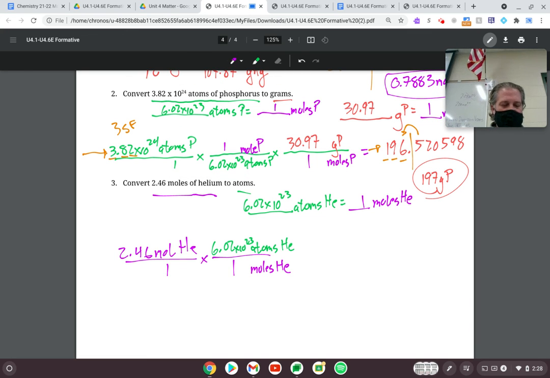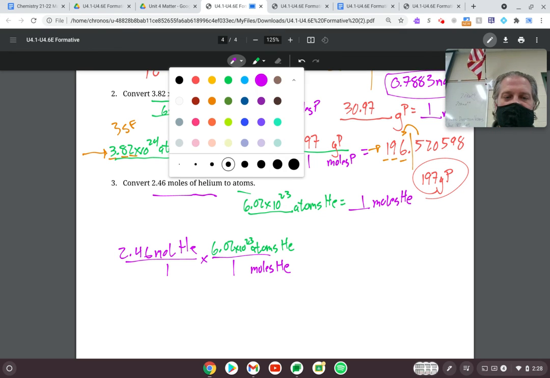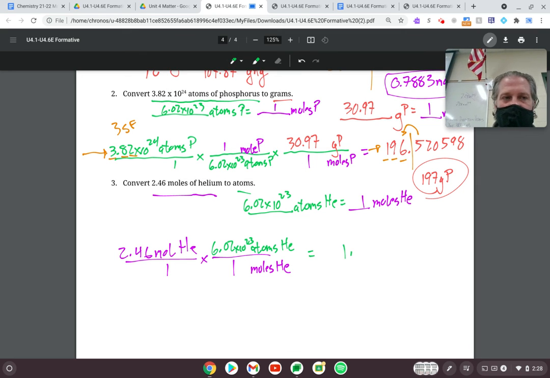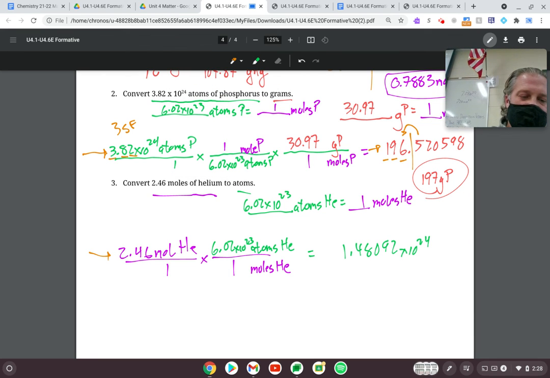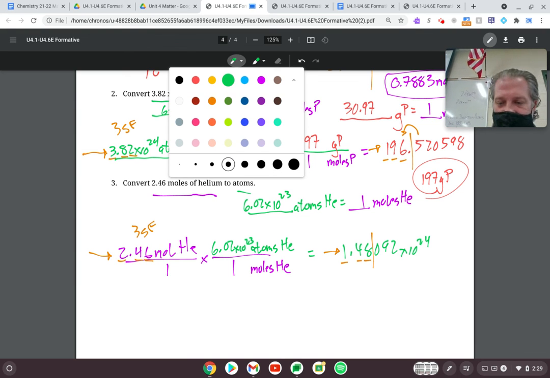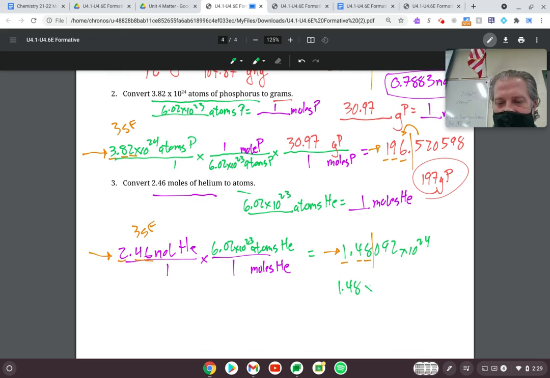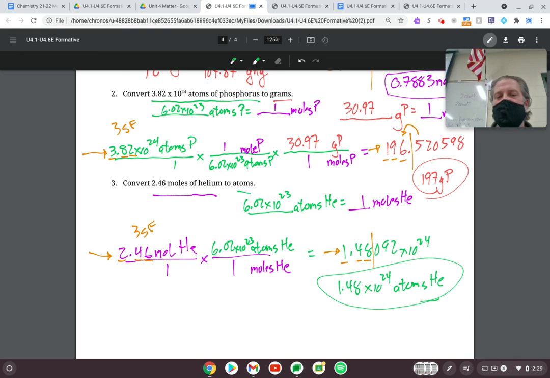So 2.46 times 6.02 times 10 to the 23rd gives me a value in my calculator to be something like 1.48092 times 10 to the 24th. I'm going to assess significant figures, drawing an arrow and counting 1, 2, 3. 3 sig figs here. Draw an arrow and count 1, 2, 3. That 0 cannot round that 8 up. So I'm going to take the 1.48 times 10 to the 24th atoms of helium as my final answer. Questions?